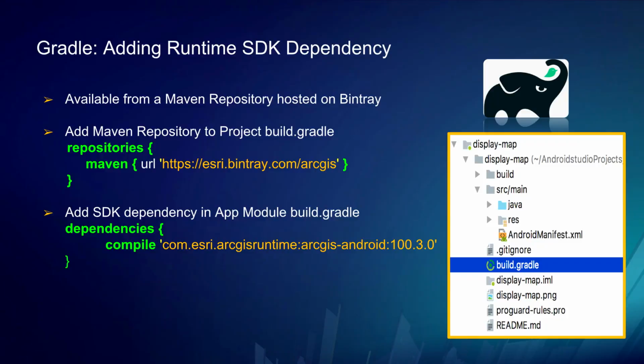All you need to do is open the build.gradle file, add the Maven repository, and point it to esri.bintray.com/arcgis, and then in your app module, just add the dependency as provided here. That's the package name, the product name, and the version. We are right now on the latest version, 100.3, which we released a couple of weeks back. So if you're working through Android Studio, it's way smoother. You just need to add these lines of code, and you should have the SDK in your app directly, and you don't need any manual download.